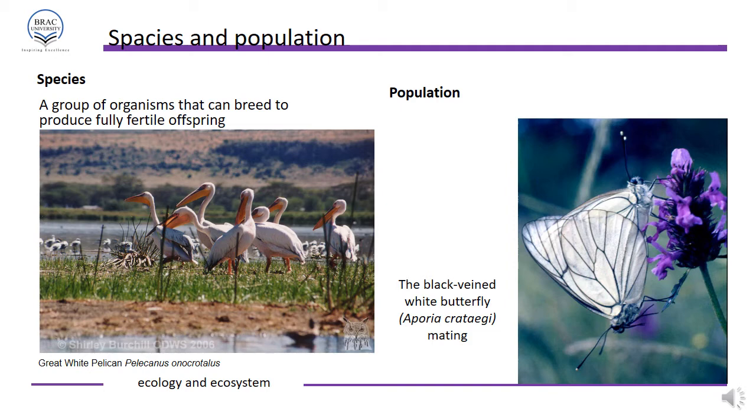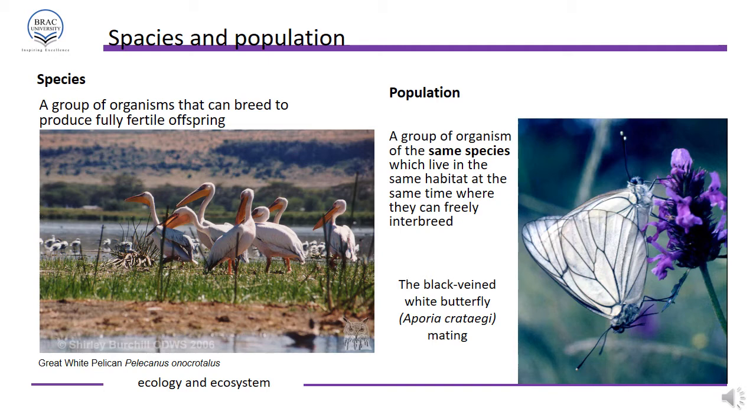In terms of population, whenever we go for the study of ecology, it is important to define the population. A population is a group of organisms of the same species which live in the same habitat at the same time, where they can freely interbreed. That means a group of organisms of the same species living in the same spatial or geographic location, and they can freely interbreed. We call them a population. For example, a black-veined white butterfly population, or tiger population, or squirrel population, and so on.